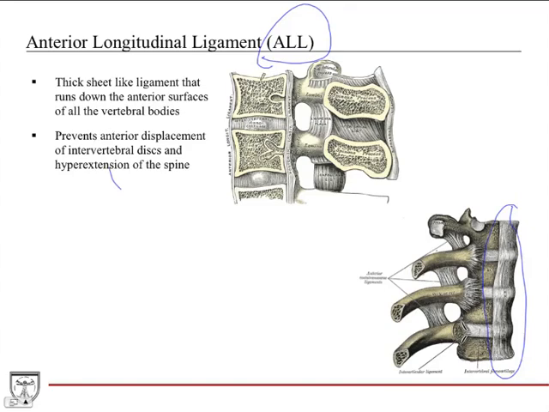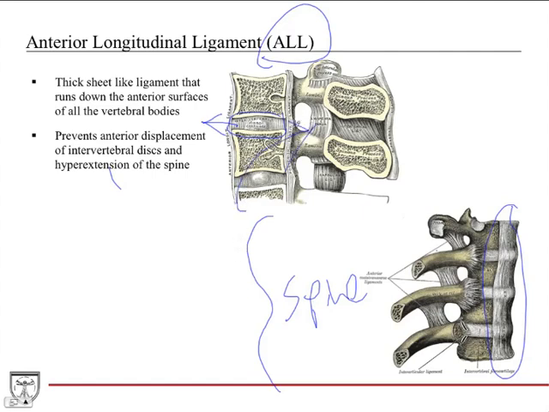Now what does it do? If you look at a sagittal view here, it prevents anterior displacement of the intervertebral discs. So you have these discs here in between each vertebral body, and it prevents them from translating anteriorly. And then it also helps prevent, so if you have your spine here like this, it helps prevent hyperextension. So it helps prevent this way.